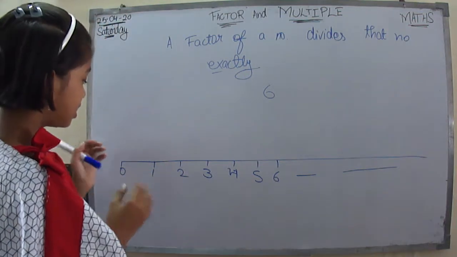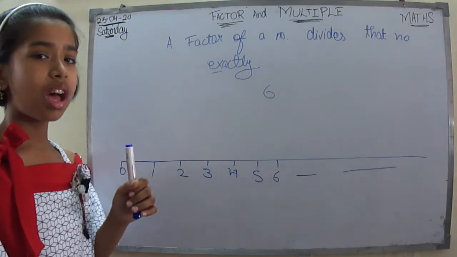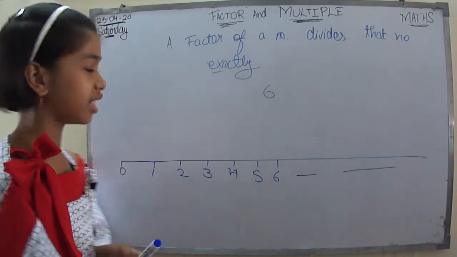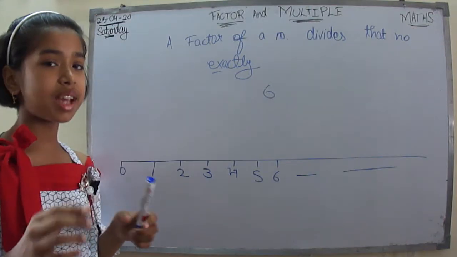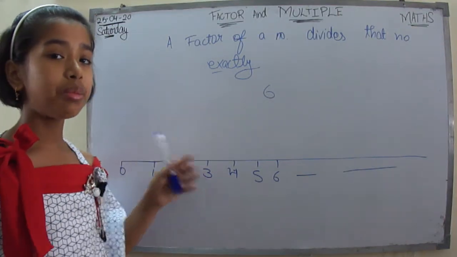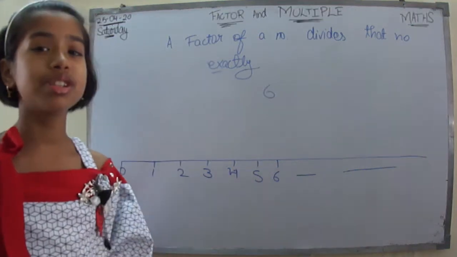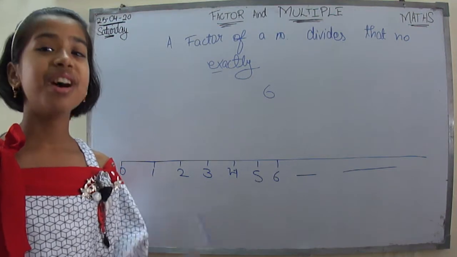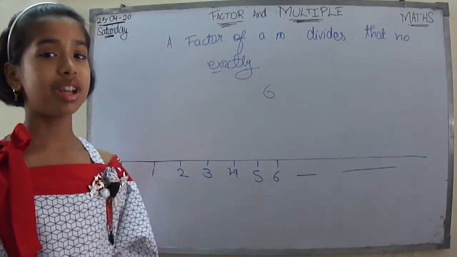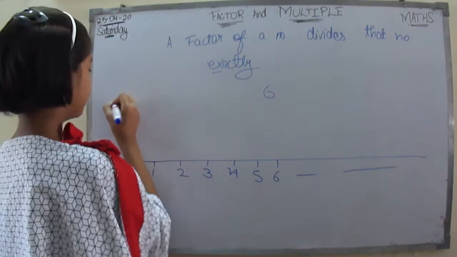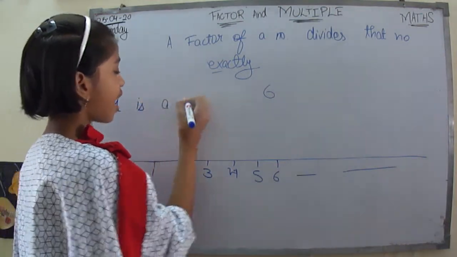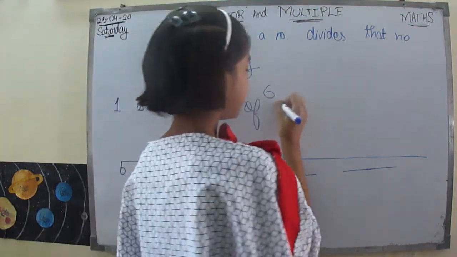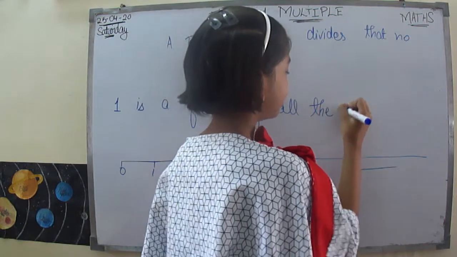So how to find the factor? Is 1 a factor of all the numbers? We have discussed that. Okay, let's take it. If I make a step size of 1, how many numbers will I touch? Of course, all the numbers. So that means 1 is a factor of all the numbers.